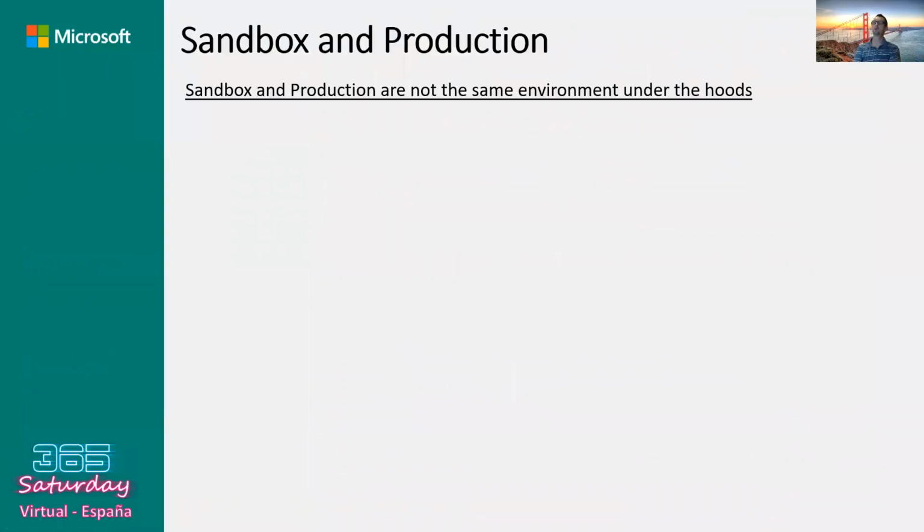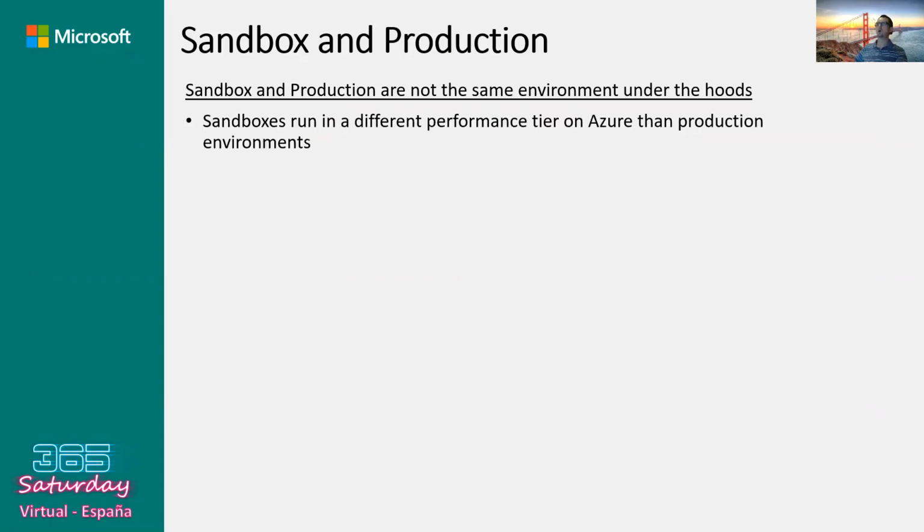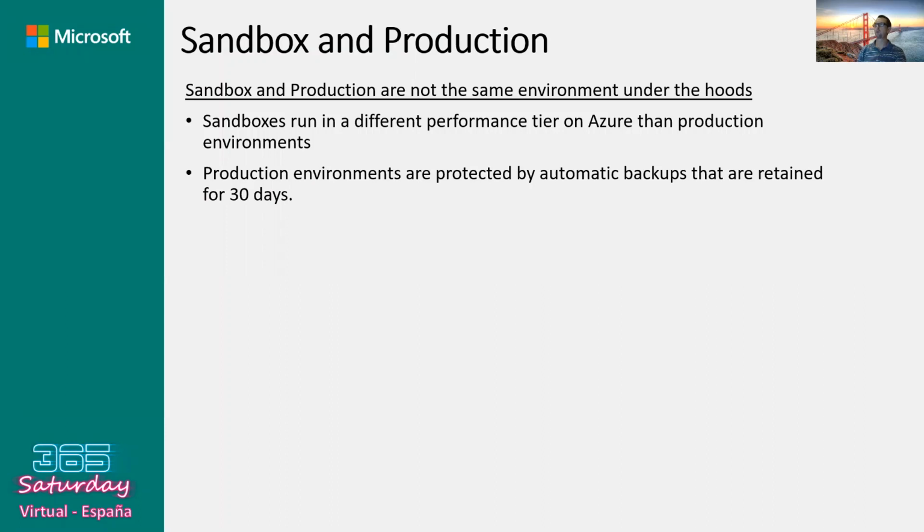We saw before that we can create Sandbox and production environments very quickly. A Sandbox can also be a copy of the production environment, but remember that Sandbox and production are not the same environment under the hood. So they can be similar, but are not the same environment under the hood. So Sandbox runs on a different performance tier than a production environment, totally different. A production environment runs on a premium tier, while Sandbox does not. It's a standard tier. Production environments are protected by automatic backups that are retained for 30 days.